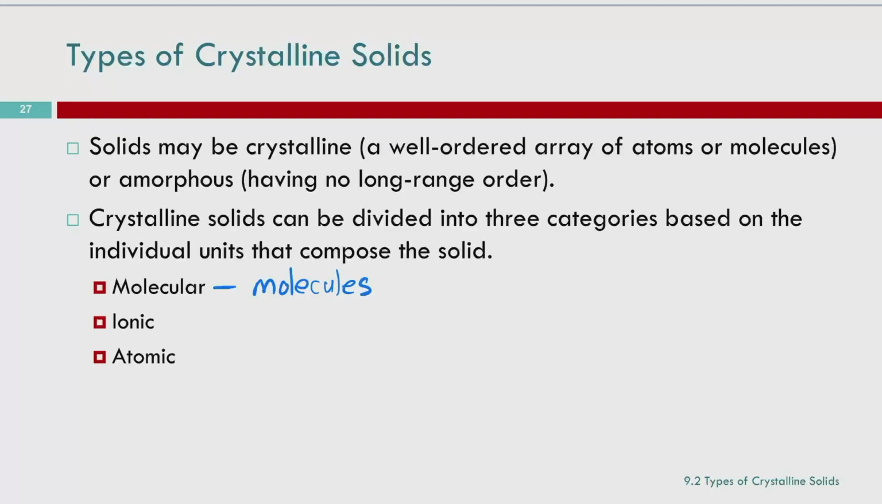Ionic crystalline solids are another category. Any guesses on what sort of things make up ionic solids? Yep, that's right. It's ionic compounds. Ionic compounds being comprised of a metal and a nonmetal, or more generally a cation and anion.